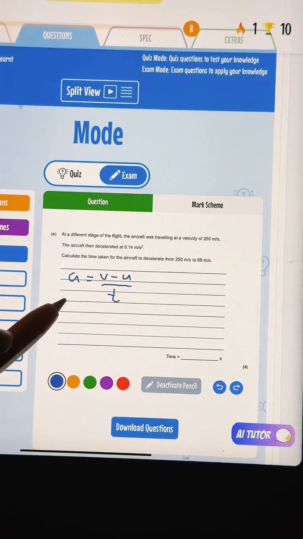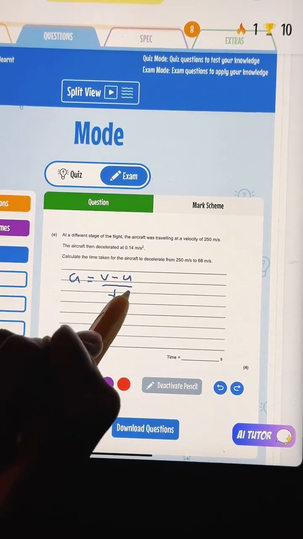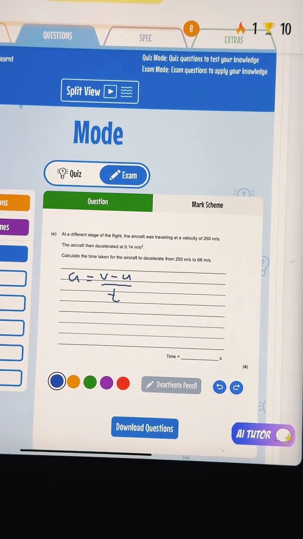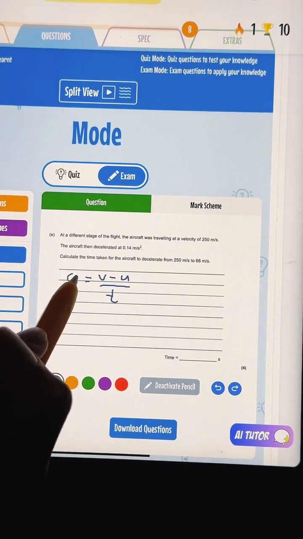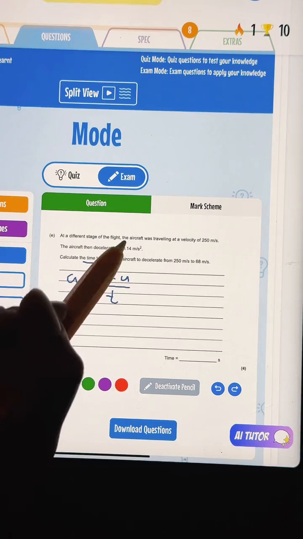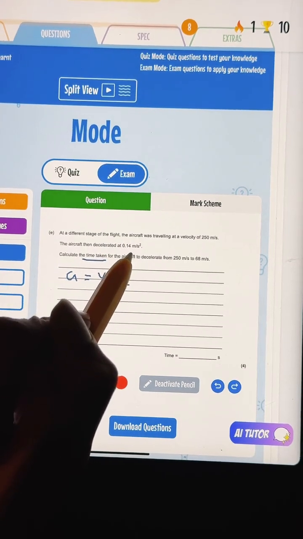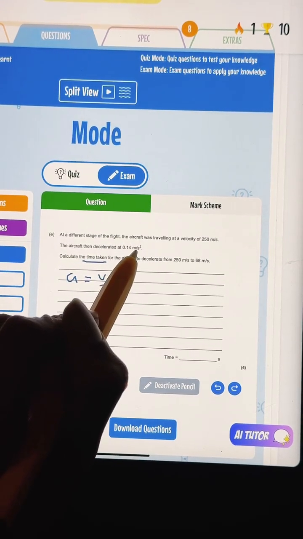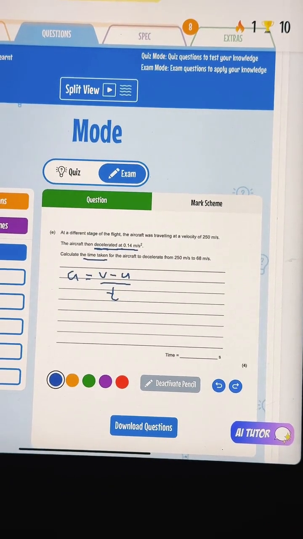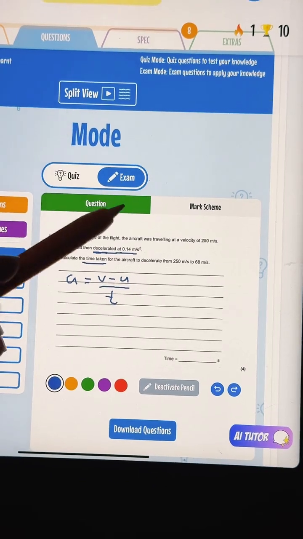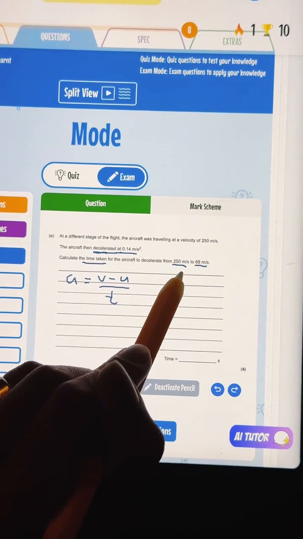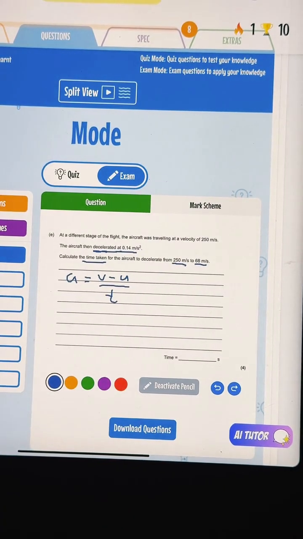So v being the final velocity, u being the initial velocity, and t being the time that change happens in. We don't know the time. It says calculate the time, so that's what we're going to have to find. So we need to highlight what information we do know. So they tell us that the acceleration in this case, or deceleration, is 0.14. They then tell us that the final velocity is 68 and the initial velocity is 250.